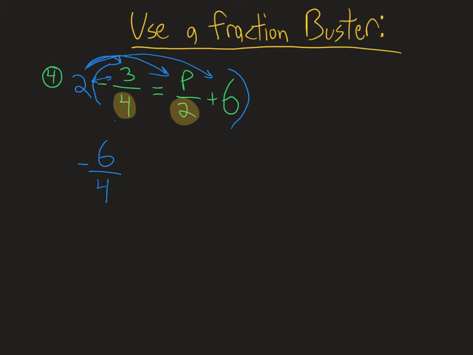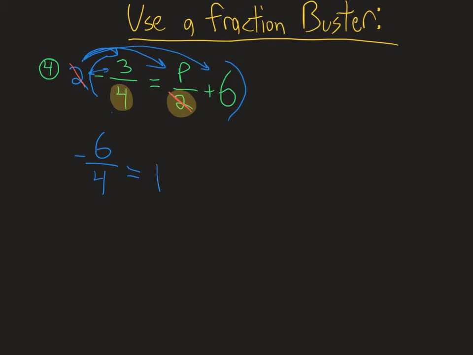The next one, the 2's are going to cancel. When you multiply this 2 with this p over 2, the whole point is to cancel those 2's, which releases the p and gets it by itself. So now the p is broken away. That was the whole point of the fraction buster. And then we continue on. That 2 times the 6 makes 12. So after one step, it's already looking simpler.